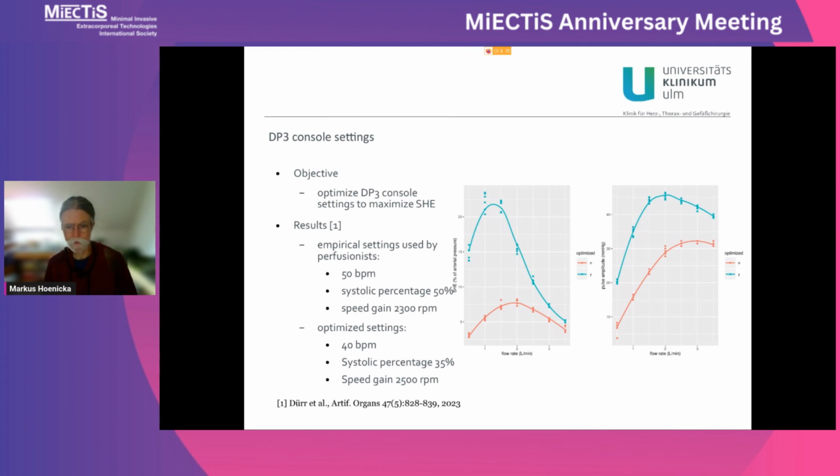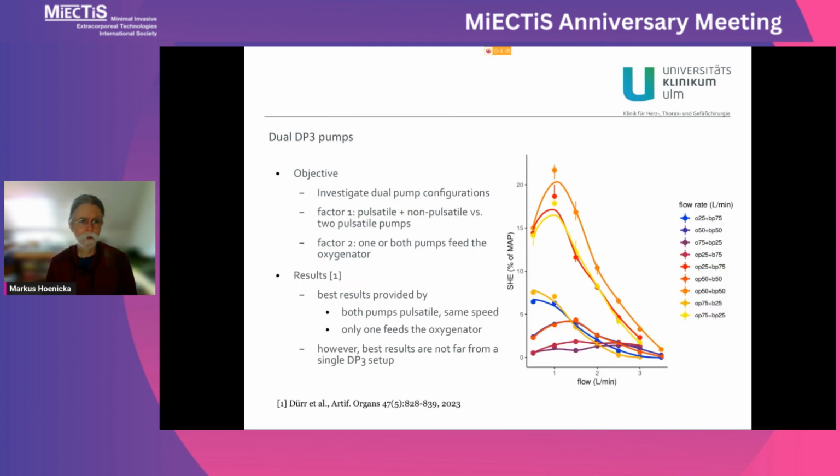If you look at the highest flow rates, there is still something to gain, but not that impressive. On the right-hand side, you see the pulse amplitude, the pulse pressure. And as you can see, a high pulse pressure does not necessarily translate to a high SHE. These are really different entities.